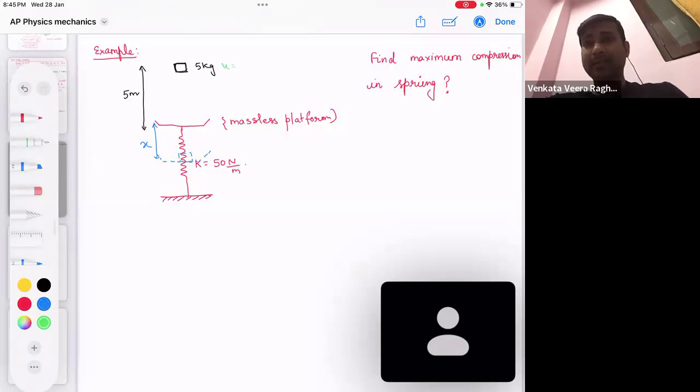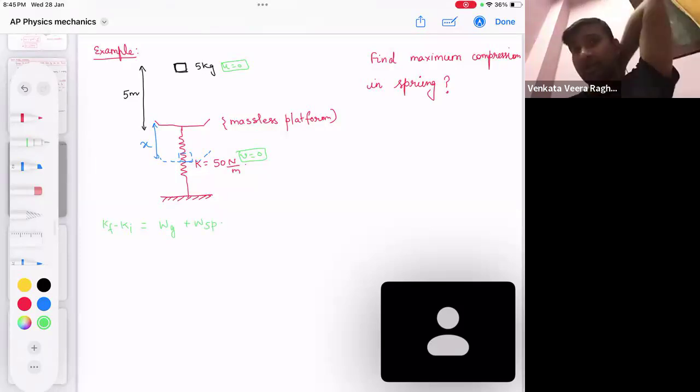The particle is released here, so initial velocity is 0. At maximum compression, final velocity is also 0. Let's apply the work energy theorem. Again, if I apply the work energy theorem, the change in kinetic energy, here only two forces are there. One is gravity, the other one is the spring. Gravity will keep on acting throughout the journey, isn't it?